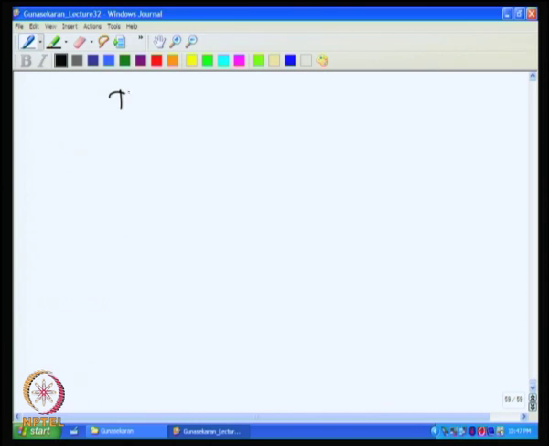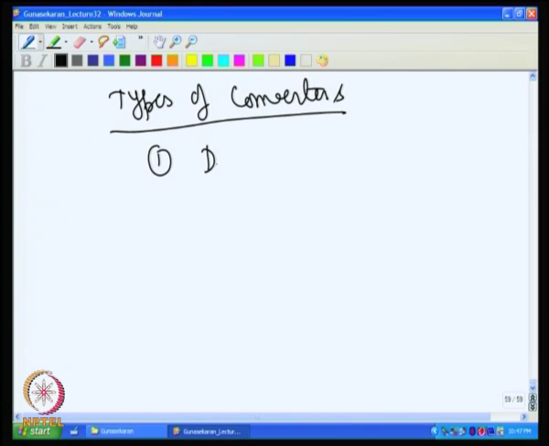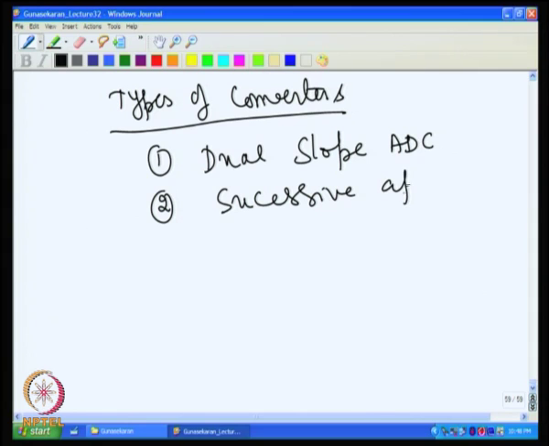Let us see, if I want to convert analog into digital, what are the options available so that I will get a digital value corresponding to the analog input. Let us see what types of converters are available. One is the dual slope ADC converter, which is very popular. The second one is the successive approximation ADC converter.